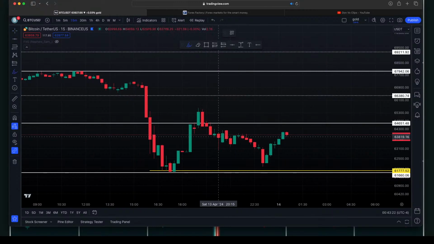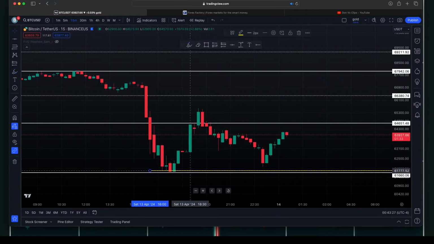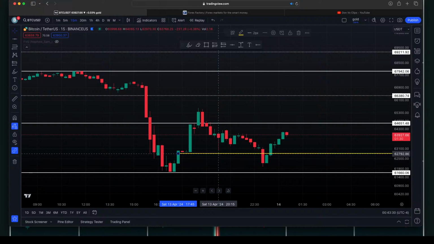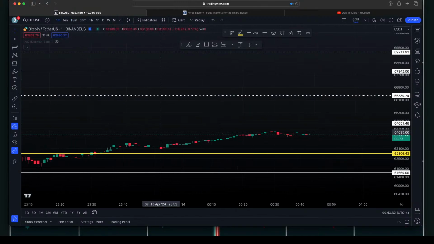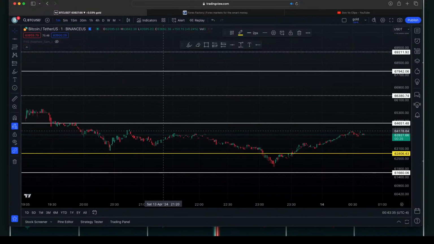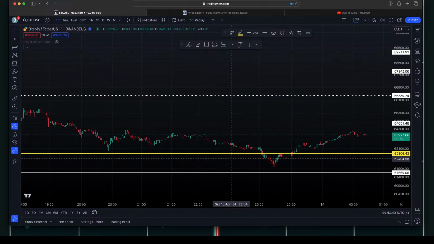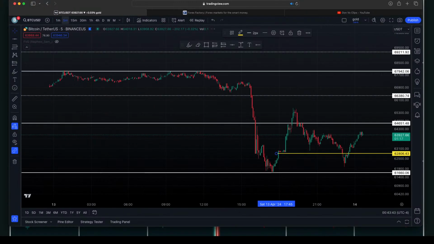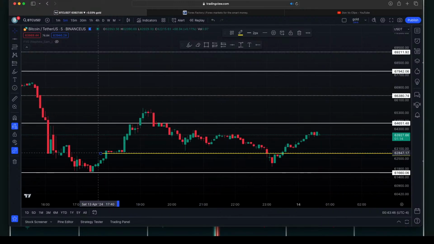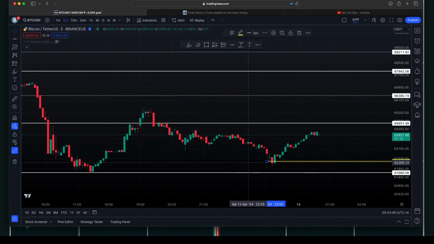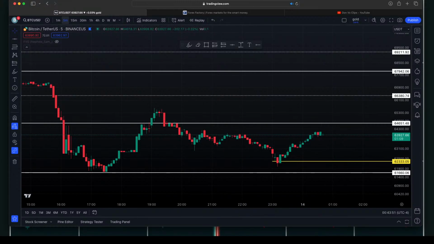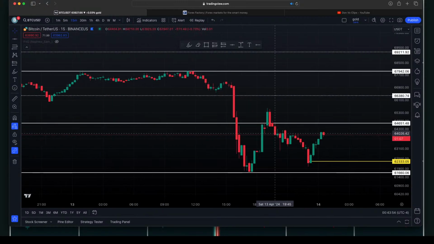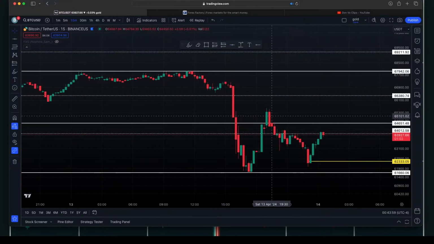Yeah, this was the target I was kind of expecting to happen. And then I go to the 5 minute. That is the exact structure that's happening. Which was this guy right here. Boom. Break of that. And then we go to the higher time frame. This is the area we're getting rejected at. Boom, right there.